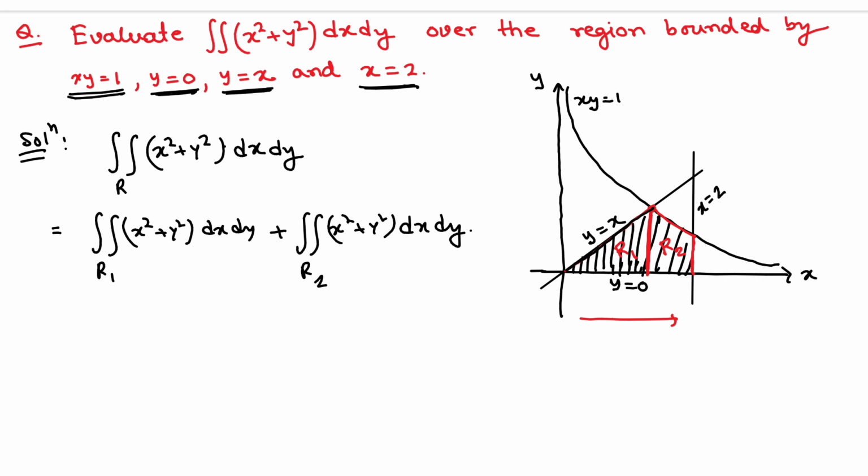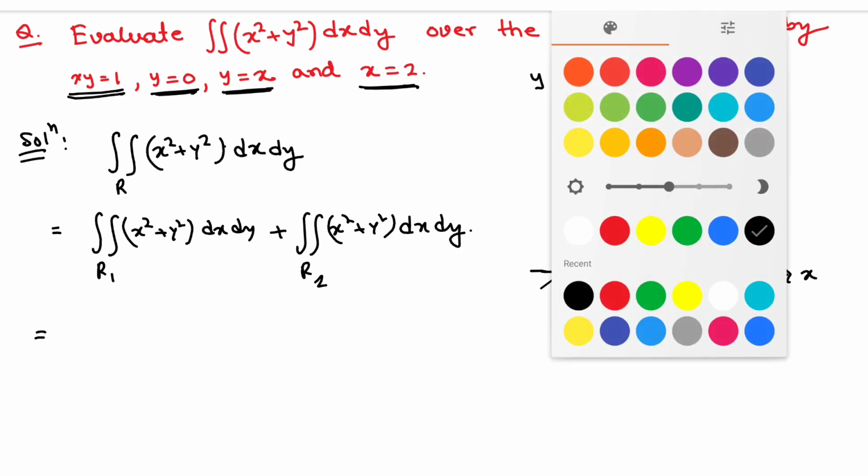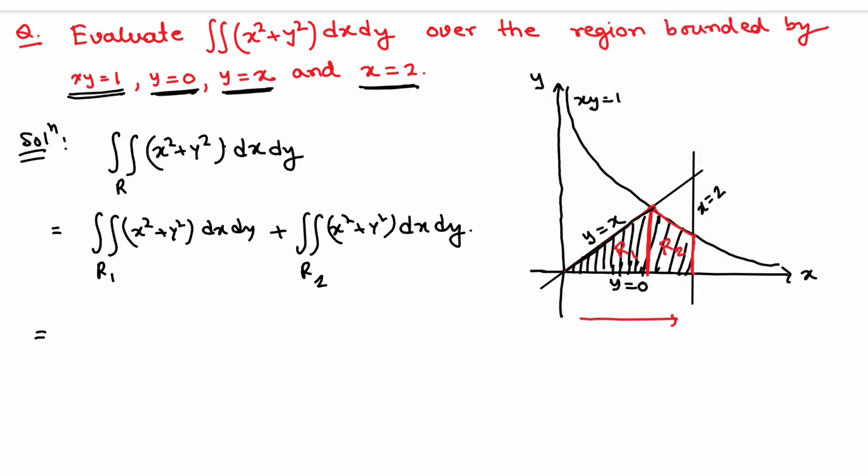Now this is equal to, for the region r1, the x limit is left to right, yes or no? The x limit is left to right. So how can you take the x limit? First, if I take the y limit, it is down to up. Down means y equals to 0 and up means this curve y equals to x. So we can take y equals to 0 to x.